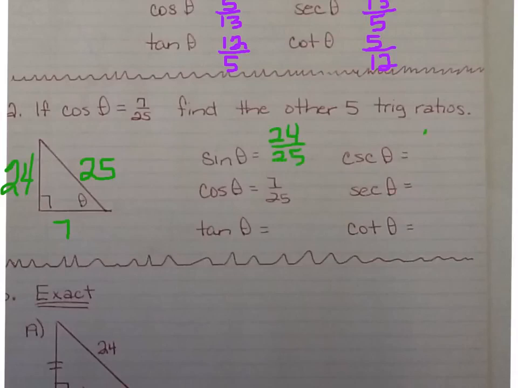Cosecant is just the reciprocal, so 25 over 24. Now, I gave you cosine, so you can do secant because that's just the reciprocal, 25 over 7. And then tangent is TOA, opposite over adjacent, which is 24 over 7. And then cotangent is that reciprocal, and that's 7 over 24.